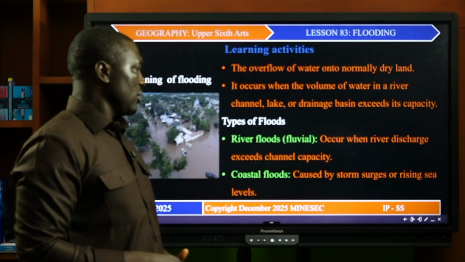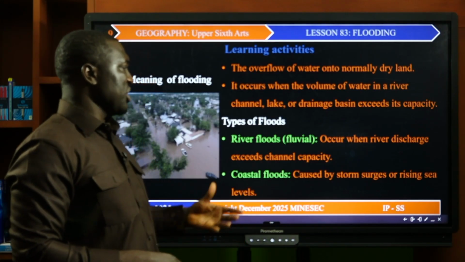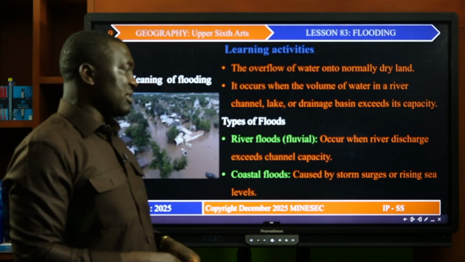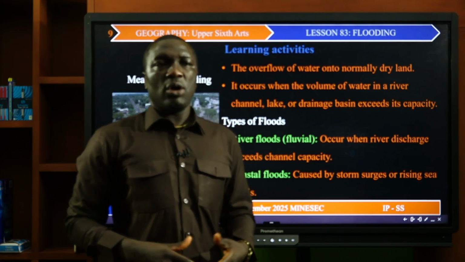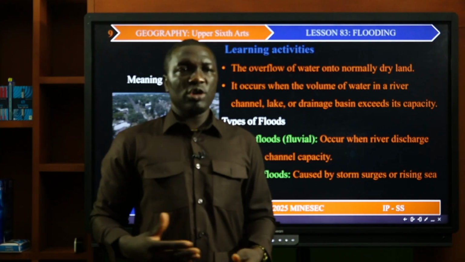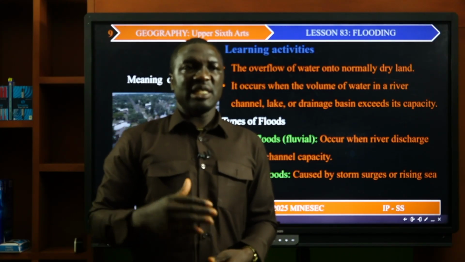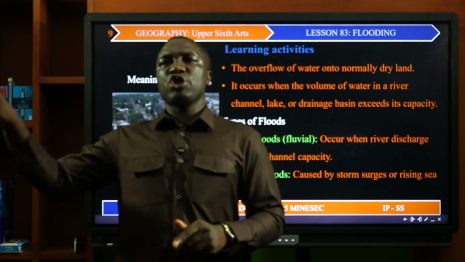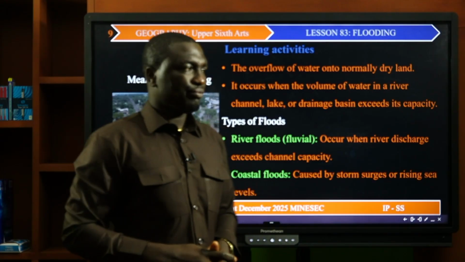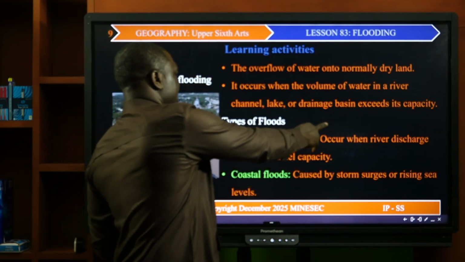Coastal floods, we talk about storm surge and rise in sea level, which might be triggered by other natural phenomena, causing water to rise in a tidal manner over the sea walls and rush to the land around the coastal areas.